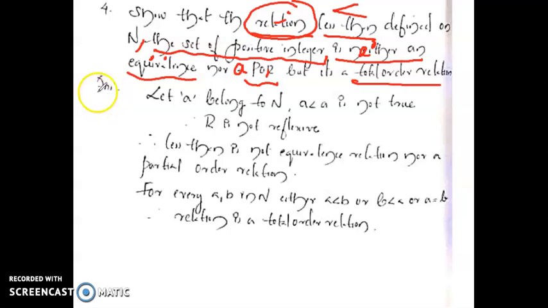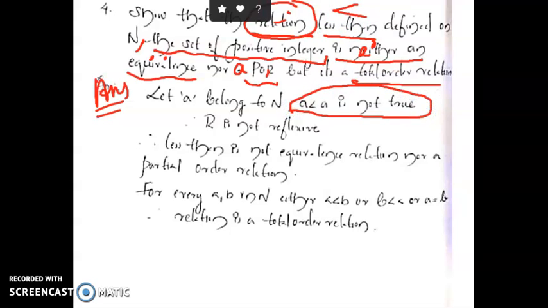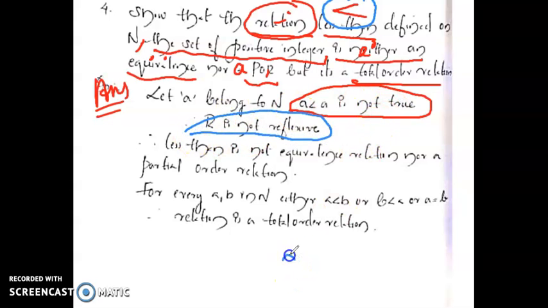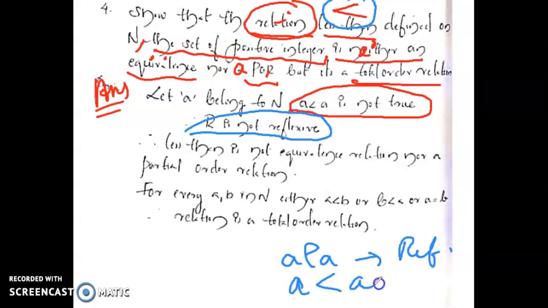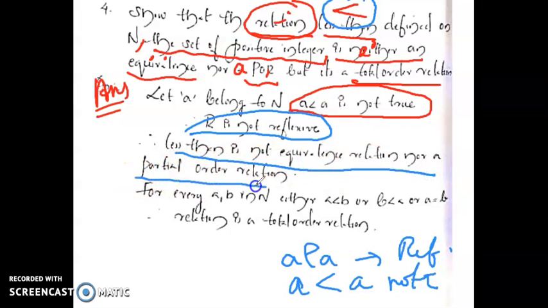So let us come to the answer. Let A belong to N. A less than A is not true, because here the relation is less than. Therefore it is not reflexive. Only when A is related to A is it reflexive. But here A is not related to A, because we cannot say A less than A. So not reflexive. Therefore less than is not an equivalence relation, nor a partially ordered relation.